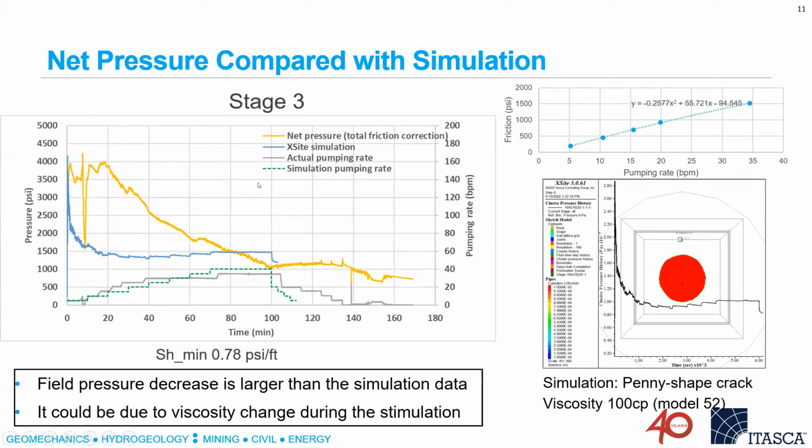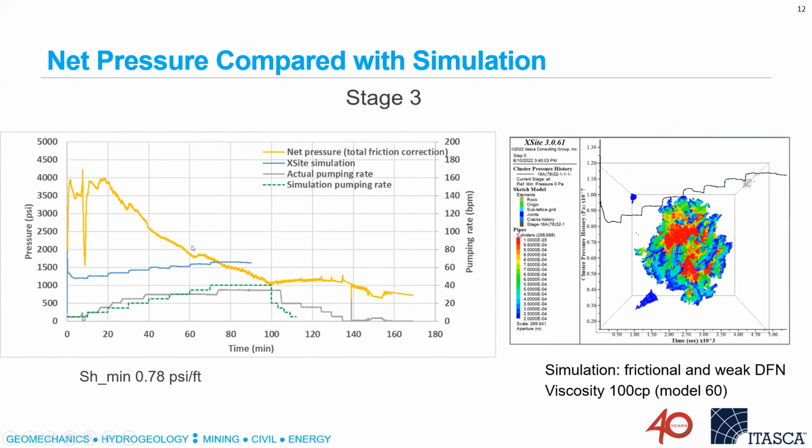So in stage 3, similar thing. Do the friction correction based on the step down data. Again, we see this high net pressure, about 4,100 psi. Again, it could be related to the completion, the perforation. And again, we compare to another weak and friction case, and in our simulation, it has increasing pressure. So it's quite different from stimulation.